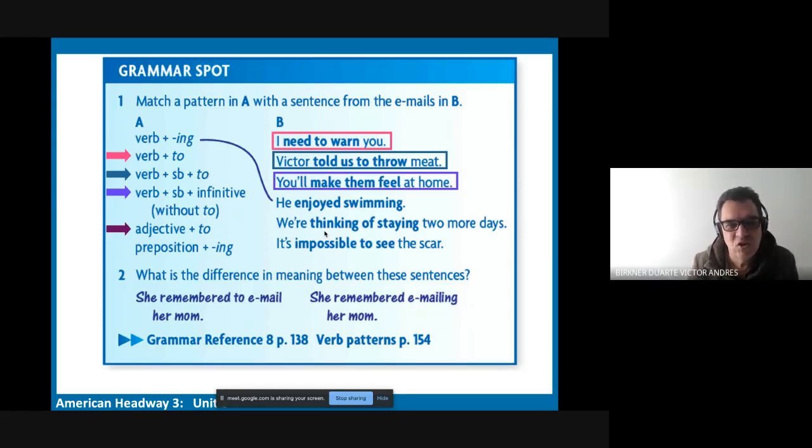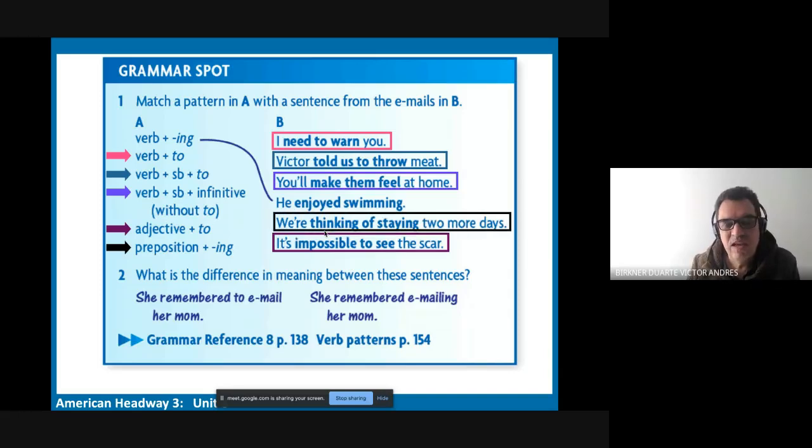Adjective plus to. It's impossible to see the scar, right? Impossible is the adjective, then we use to. And then we have preposition plus ing. We're thinking of staying 2 more weeks. Remember that whenever we use think, we say we think of, right? Estoy pensando en ti, I'm thinking of you. Not I'm thinking in you, all right?